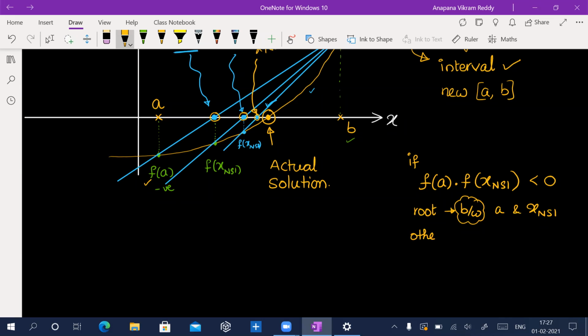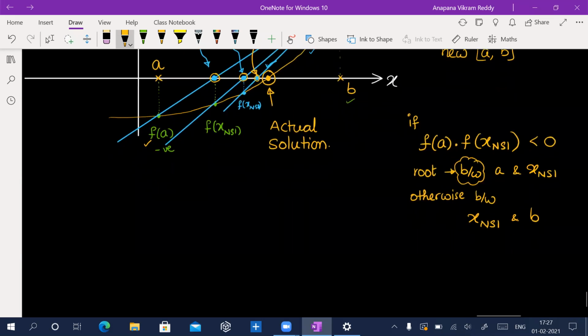Otherwise, where is the root? The root is between x_{n+1} and B. Very good. If it is between x_{n+1} and B, now we can happily confirm that this becomes the new A, and the new B in this case is the same. If that is the case, my new A is again A and this one becomes B, right? So you know very well. Please do focus on this. For every iteration, you have to see to that.